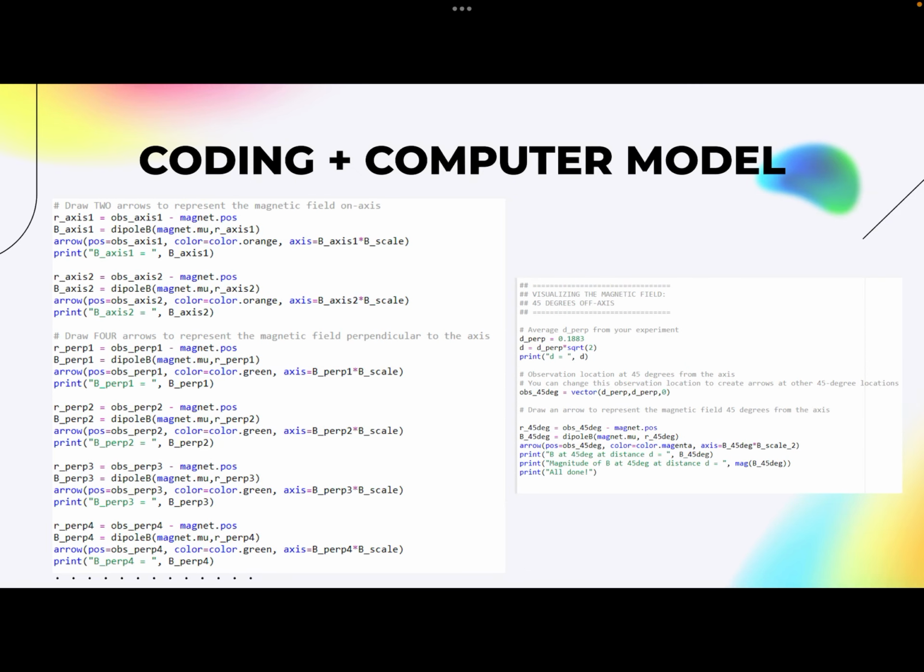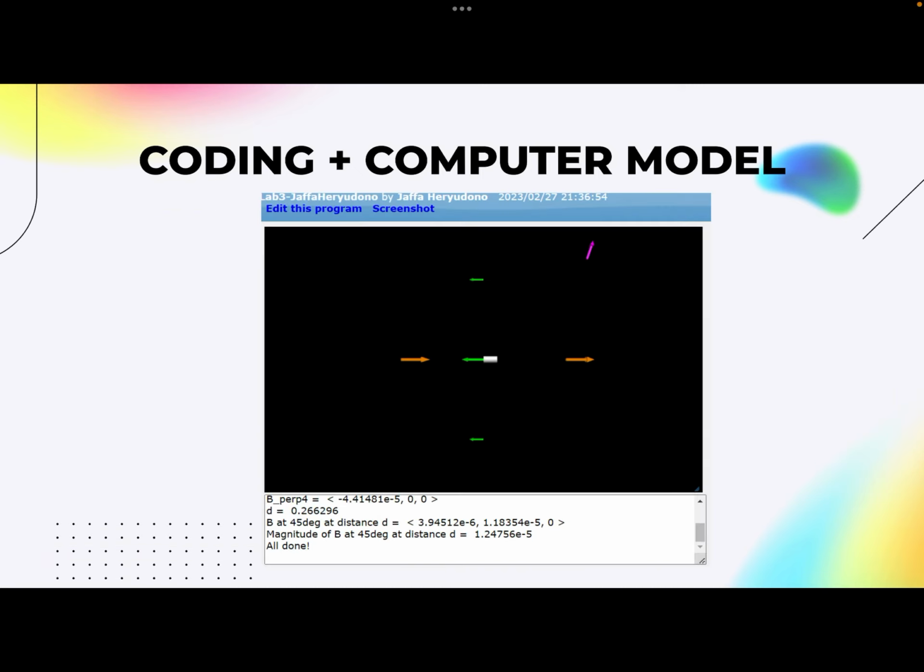Next, I'm just creating the arrows for the on-axis and off-axis magnetic fields. And here you can see that we're using the perpendicular distance we measured in our experiment for the off-axis field arrows. And this is the final model with the magnitude of the net magnetic field being 1.25 times 10 to the negative 5th.